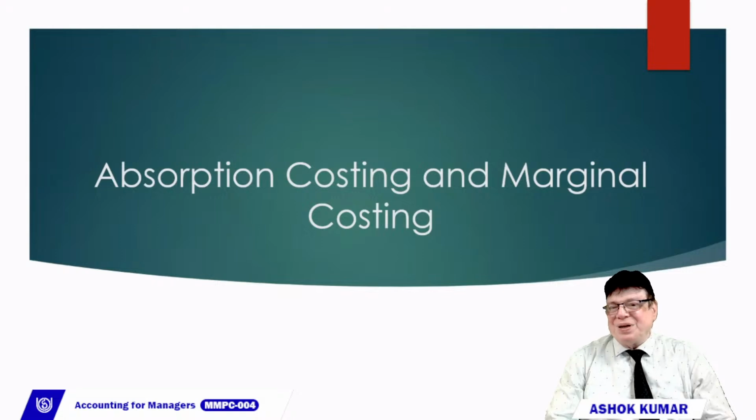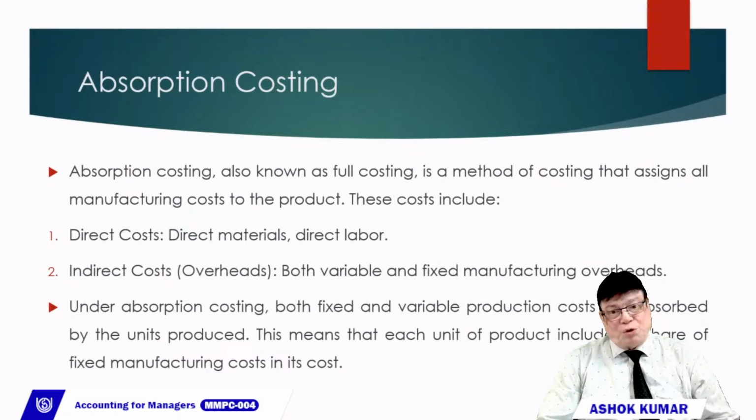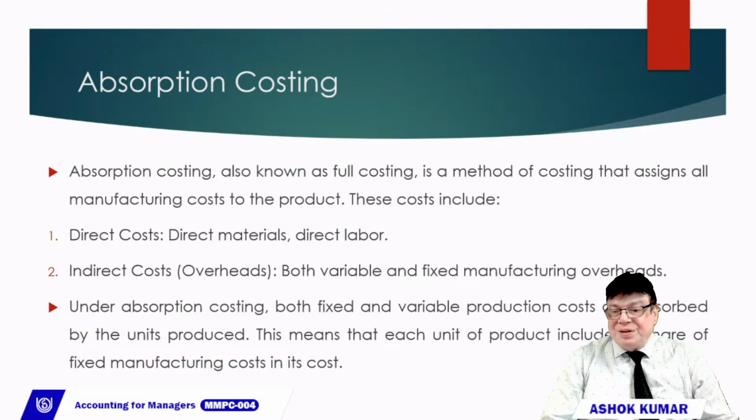Next is absorption costing and marginal costing. Absorption costing, also known as full costing, is a method of costing that assigns all manufacturing costs to the product. These costs include direct costs, direct material, direct labor, indirect costs, overheads, both variable and fixed manufacturing overheads. Under absorption costing, both fixed and variable production costs are absorbed by the units produced. This means that each unit of product includes a share of fixed manufacturing cost in its cost. Some portion in the cost will pertain to fixed cost.